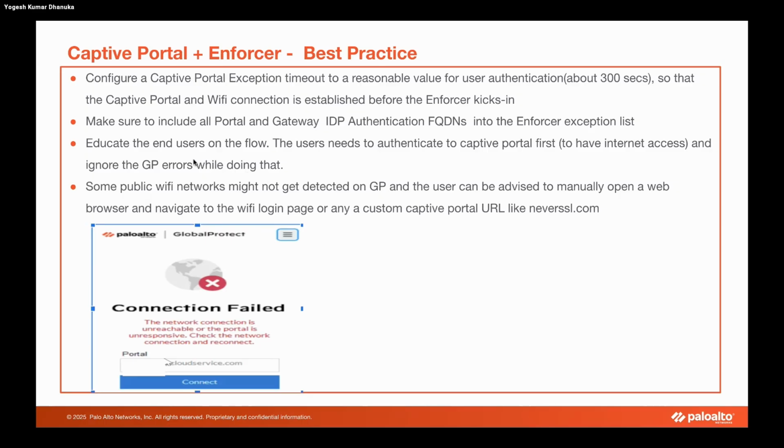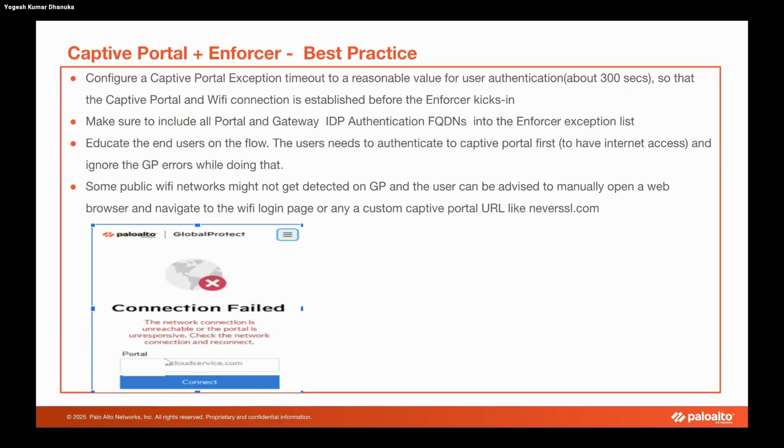So in here we can educate the users on the end-to-end flow to understand what exactly they should do in these kinds of scenarios. For example, let's say a user is at an airport. They have a captive portal, and their organization has a captive portal with the enforcer on. The user turns on the machine, connects to the airport Wi-Fi, and then instantly they see this error message on the GP that the GP is not able to connect because your portal is unreachable.